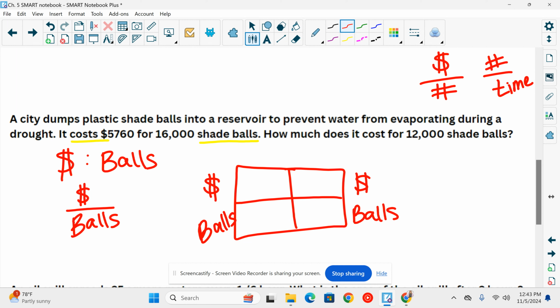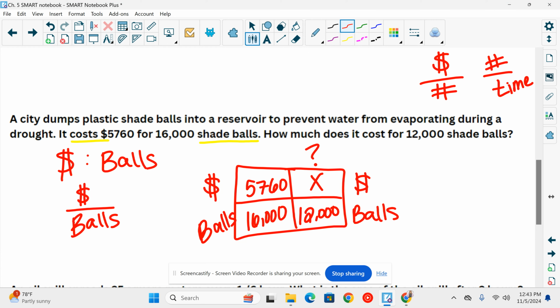Okay, so the first column is our original ratio. How much money are we dealing with? 5,760. Okay, with 16,000 shade balls. The second column is our question column. It says how much does it cost? Do we know how much it costs? No, that's our missing value. Do we know how many balls we have? 12,000.